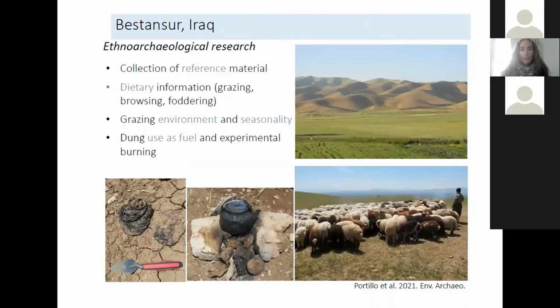So this research was also building on previous ethnographic work done by Robin Bendrey and Sarah Elliott on the collection and observation of animal management and the collection of modern dung reference material to get information on the diet, on grazing, browsing, and foddering activities, also about the grazing environment and the seasonality. And we also particularly focus on the use of dung as fuel, which now is residual in the modern village of Estansur.